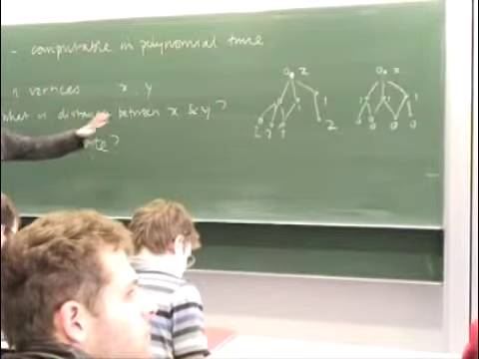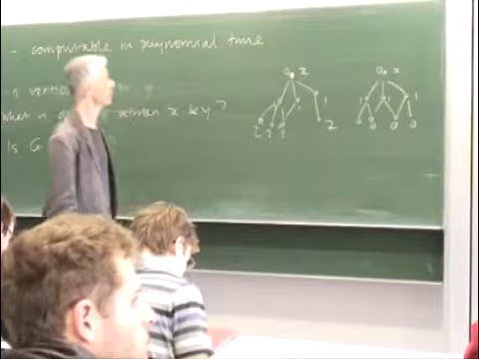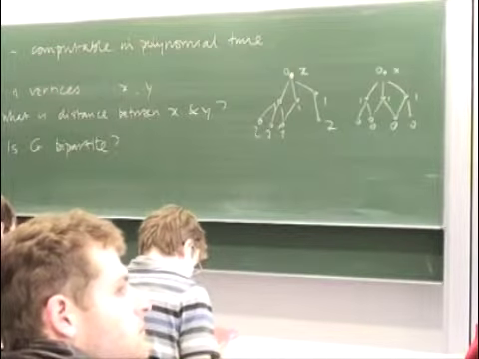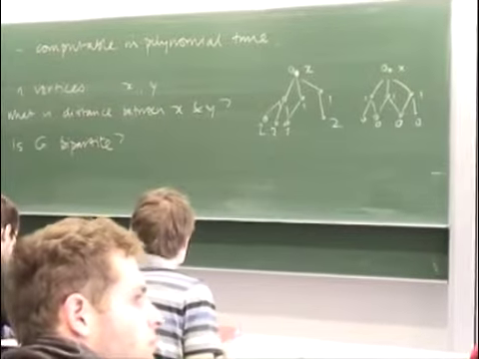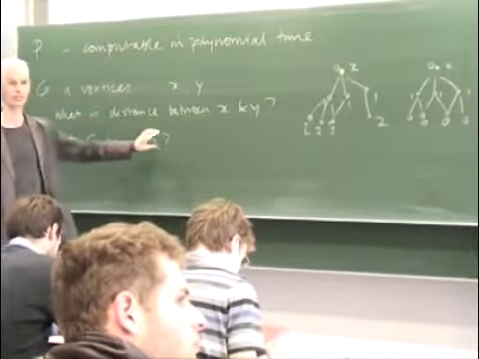I'm assuming it's connected there, actually, but otherwise you just do it component by component. So there are a couple of polynomial time algorithms. One thing I want to draw attention to is a difference between these two questions. One was sort of calculate something, and the other was a question with a yes-no answer.